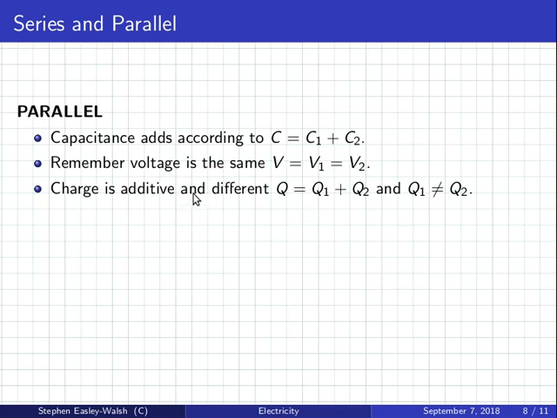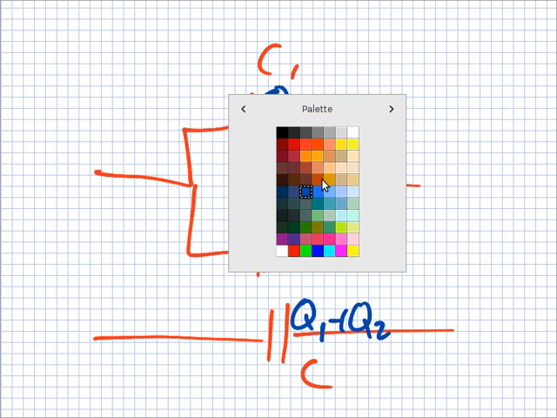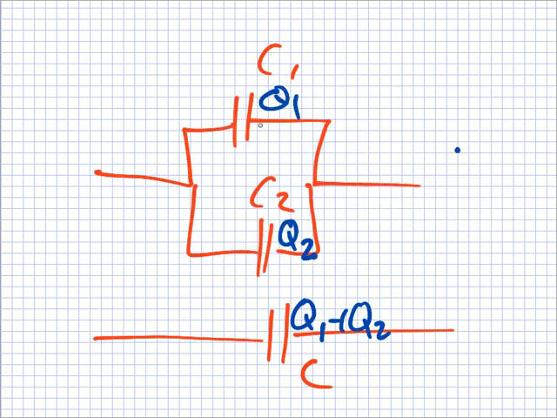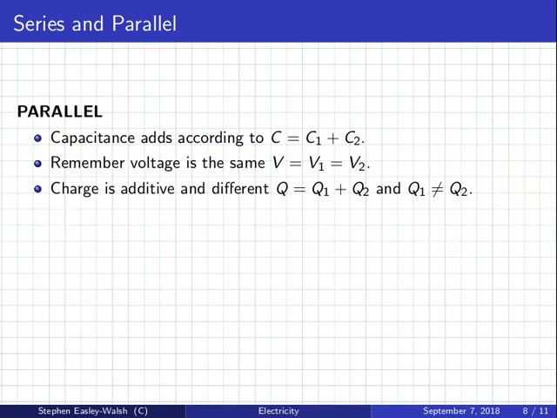The charge is additive and different. So the total charge is the charge here plus the charge here. This one has charge Q1, and this one will have a charge of Q2, and the total will have a charge of Q1 plus Q2. Kind of makes sense, doesn't it? If 3 electrons come out here and 3 electrons come out here, how many electrons are there in total? 6. So it makes sense that the charge should just add together. Okay, I'll let you write these 3 rules down. You got those 3?